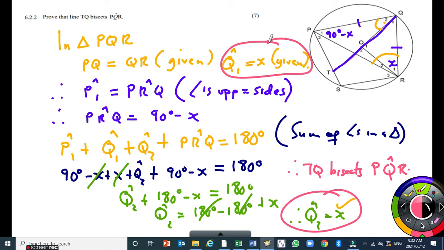Sum of angles in a triangle, angles opposite equal sides. Those are very important concepts that you should know. For your control test, don't worry about theorem 1 because it's not going to test it. But theorem 2 up to theorem 9, yes.